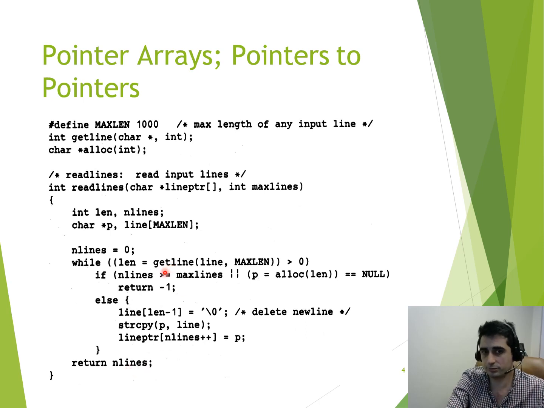But let's say the user wants to enter like 20 lines. So in the first 20 iterations of this while loop, this is going to be true. That means a line will be received from the keyboard or from standard input. After you receive the line, it is going to be stored in line, where line is an array of length maxlen, where maxlen is 1000.